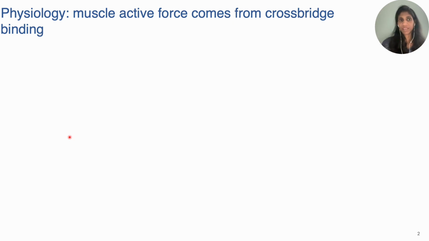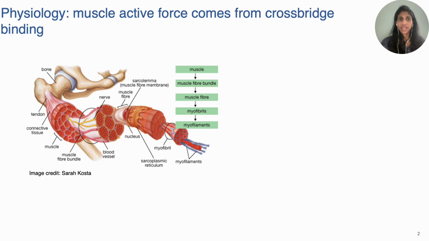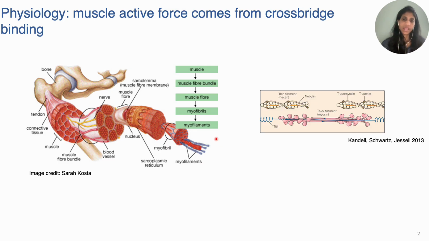First, a brief dive into the physiology of where muscle active force comes from. Here are all of the structural components that make up our muscle, but the active force comes from all the way down here from these specialized proteins called myofilaments. And if we zoom in, we see there is a thin filament, also known as actin, and there's a thick filament, also known as myosin. Now, when these two attach to each other, you get a cross bridge.